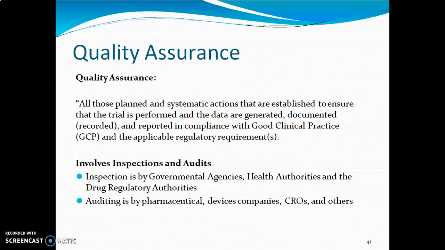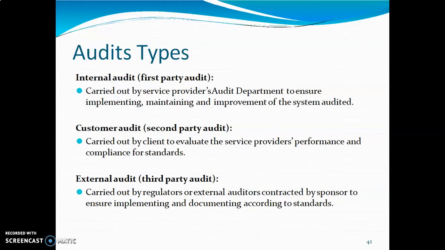So how are they going to check this? It involves inspections and audits. Inspection is by the government agencies, health authorities and the drug regulatory authorities. Auditing is by the pharmaceutical and device companies, CROs and others. Let us see about different types of auditing. We have the internal audit, also called a first party audit. It's carried out by a service provider, like an audit department, to ensure implementation, maintenance and improvement of the system audited.